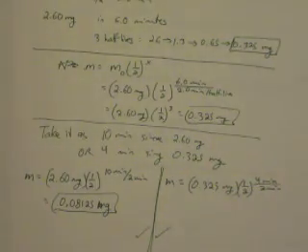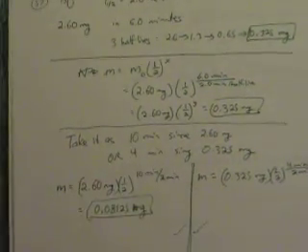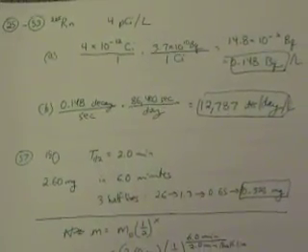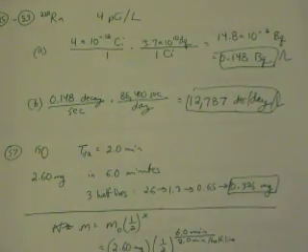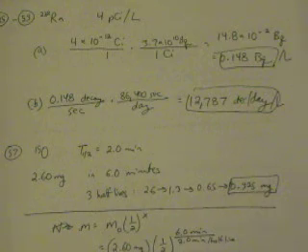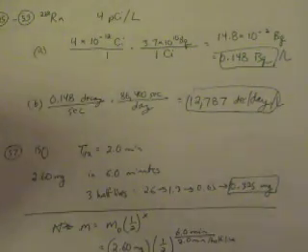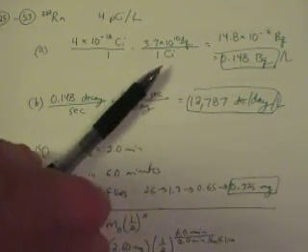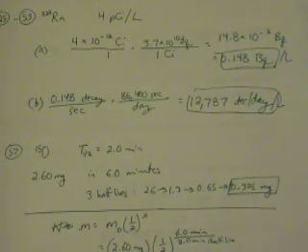Next is number 53. Alright, for 53, we're dealing with radon-222. There's a limit for safe exposure, 4 picocuries per liter. What is this activity in becquerels? So the conversion is right here. 1 curie is 3.7 times 10 to the 10th becquerels. By the way, remember a becquerel is a decay per second.